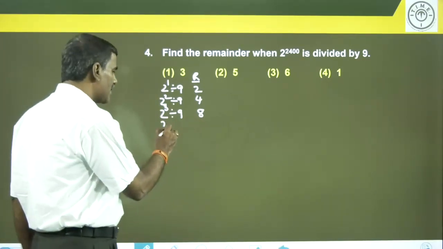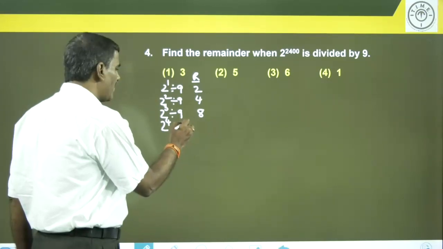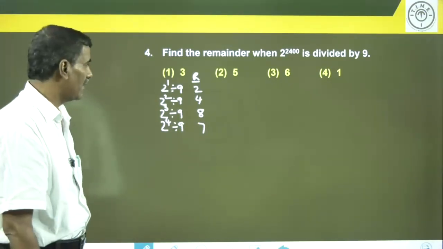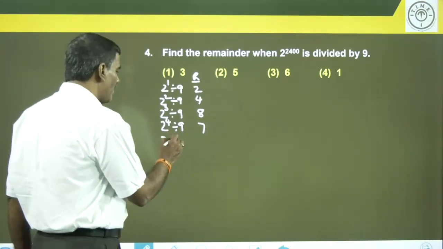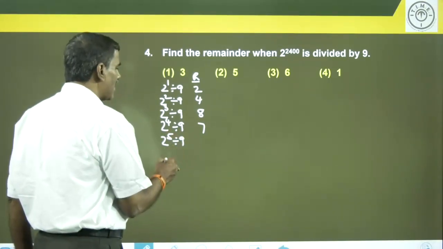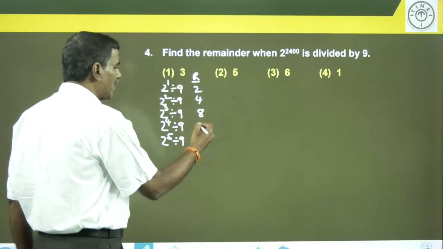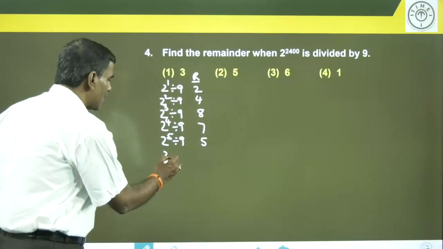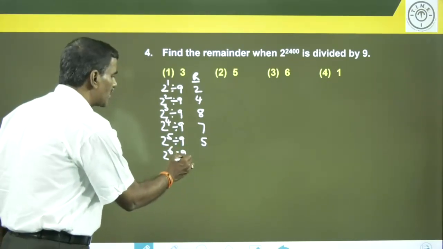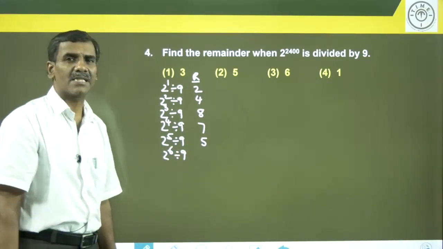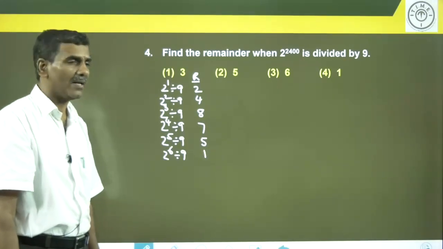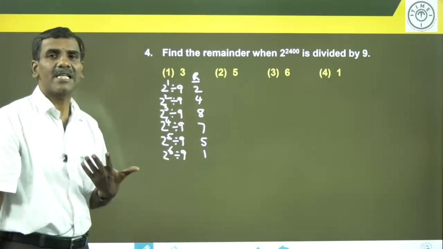2 power 4 is 16. 16 divided by 9, 9 will go 1 time. The remainder will be 16 minus 9, that is 7. 2 power 5 will be 32. 9 3s is 27. So 32 minus 27, the remainder will be 5. 2 power 6 is 64. 64 divided by 9, 9 7s is 63. The remainder will be 1. Once we get the remainder as 1 in the pattern of remainders, from the next time onwards the repetition will be there.